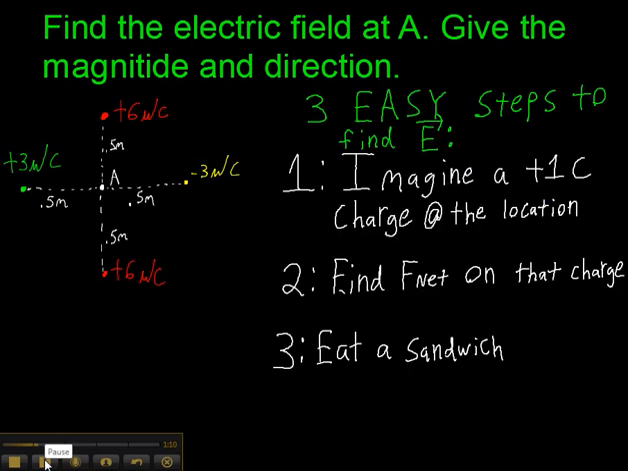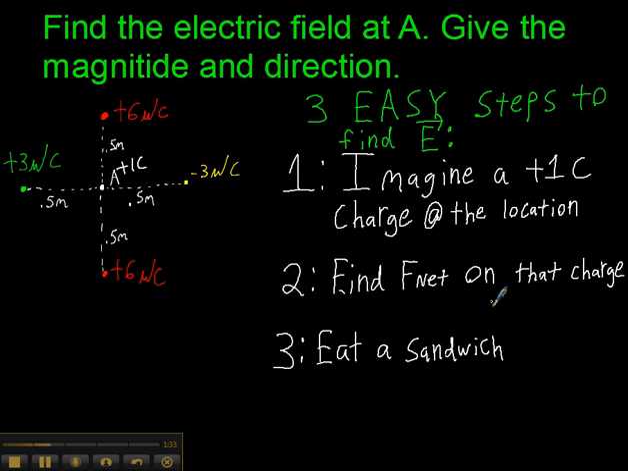So to break it down, anytime you want to find the electric field at a given location, there's 3 easy steps that you got to do to pull it off. First, imagine a +1 Coulomb charge at that location. So for a moment, we're just going to pretend that there's a +1 Coulomb charge at location A. Second, just find what the net force on that charge would be, and you've got your electric field.